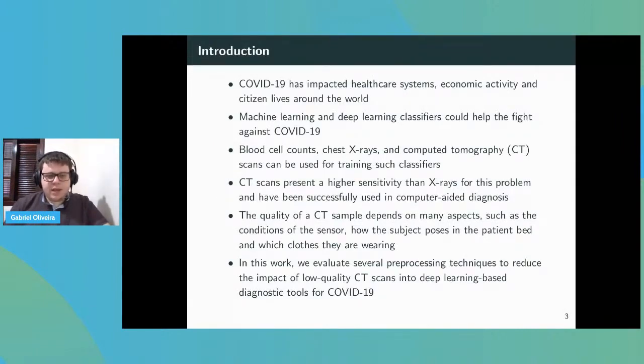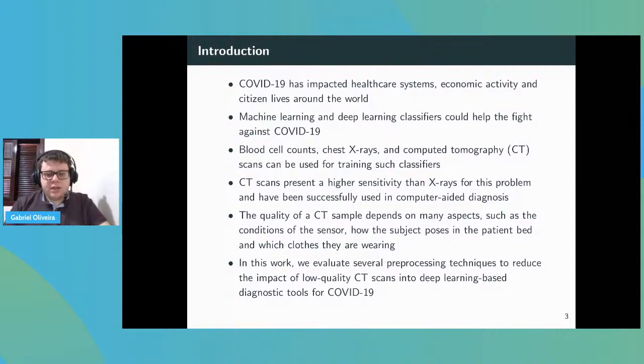COVID-19 has impacted healthcare systems, economic activity, and citizen lives around the world. To diagnose COVID-19, it's necessary to use, for example, PCR tests, and this kind of test is time consuming and requires a lot of effort. With that, many students and professionals in the community started to use machine learning and deep learning classifiers to help the prediction of COVID-19. These classifiers use blood cell counts, chest X-ray images, and computed tomography scans for training to make the prediction.